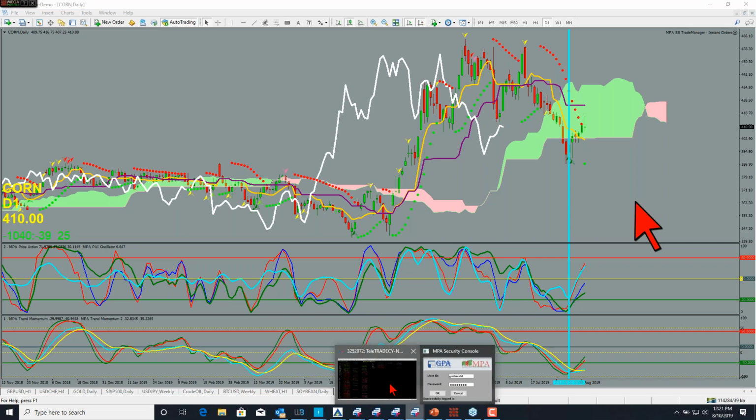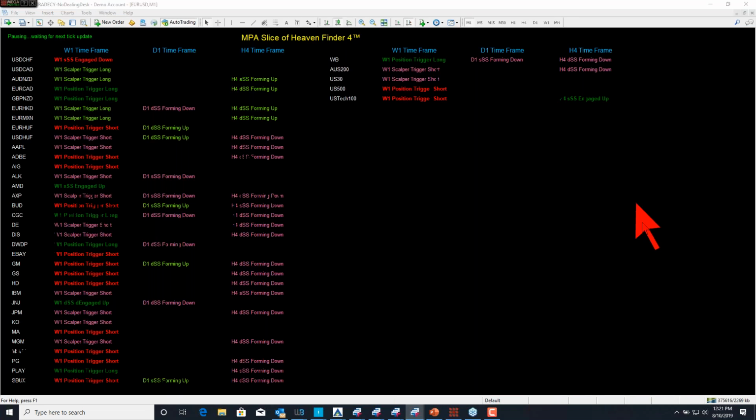What else do we have? We have tools. This is called the Slice of Heaven Finder 4. It scans every symbol within the market watch, and it'll tell you what's setting up. The dollar Swiss is setting up for a trigger down right there, slingshot engaging down. It tells you the dollar CAD has a scalper trigger up. AUD New Zealand has a scalper trigger up. Pound New Zealand, a weekly trigger long. So it tells me what I'm looking for.